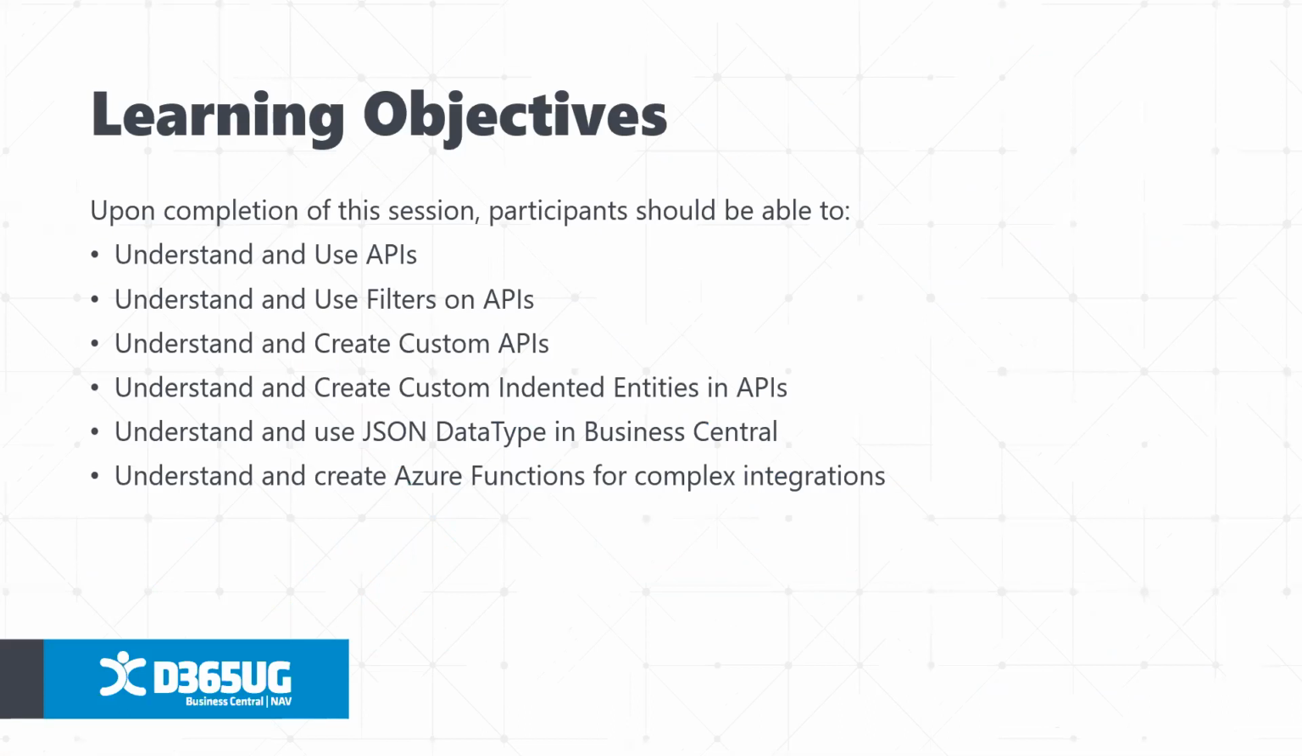So basically there are a few objectives that we can take out as our learning objectives. First one is to understand APIs. Second is to filter APIs and get the data results as we want. Create custom APIs. Then we have indented entities. Then we are going to use a JSON data type in Business Central. And then finally, we have Azure functions for complex integrations.